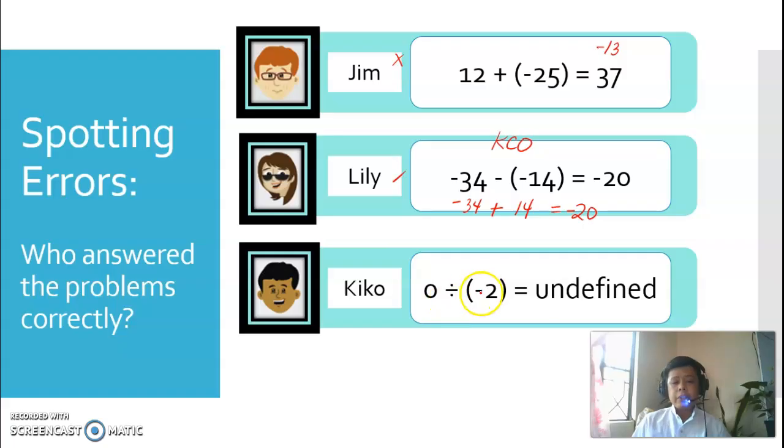So, you have 0 divided by negative 2. Ang sagot niya ay undefined. So, ang 0, kapag dinivide natin sa negative 2, actually is 0 ang sagot. Kaya mali siya. So, undefined siya kapag yung 0 ay nasa denominator natin. This is the time na magiging undefined siya. Pero since kapag ginawa natin fractional form to, 0 divided by negative 2, the answer here is 0. So, tama ba yung mga nakuha niyong sagot? So, sa kanilang tatlo, si Lily lang ang nakakuha ng tamang sagot.